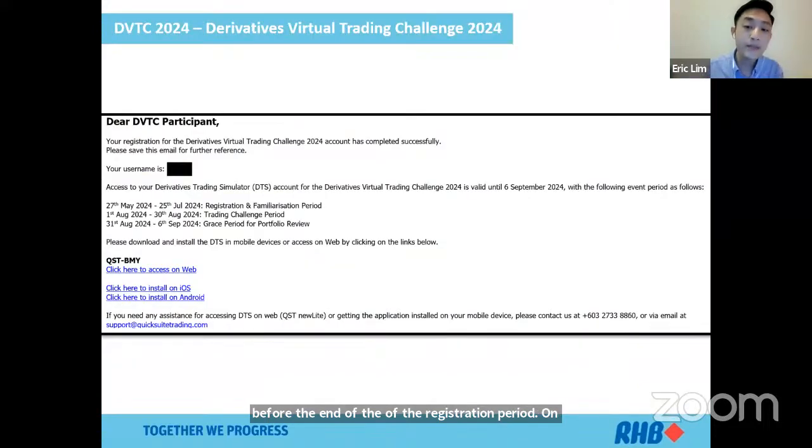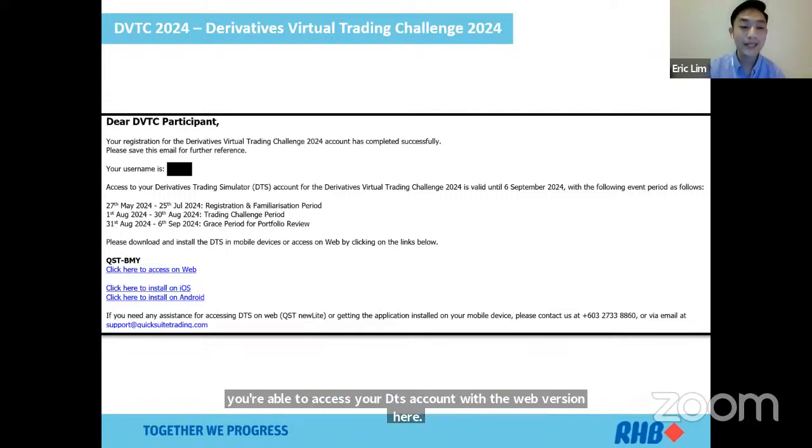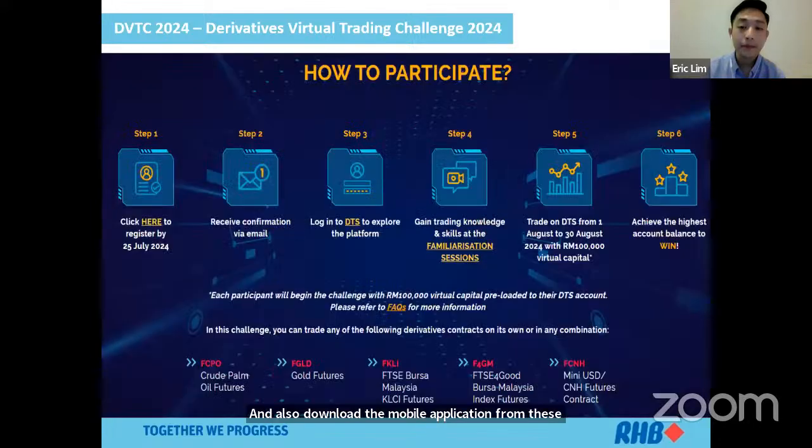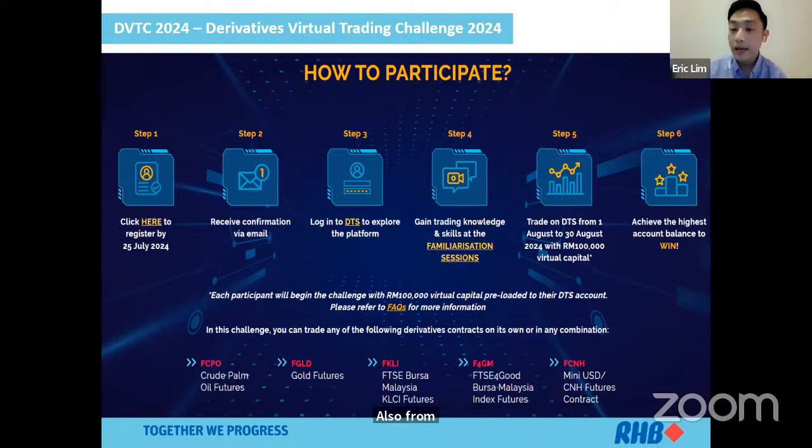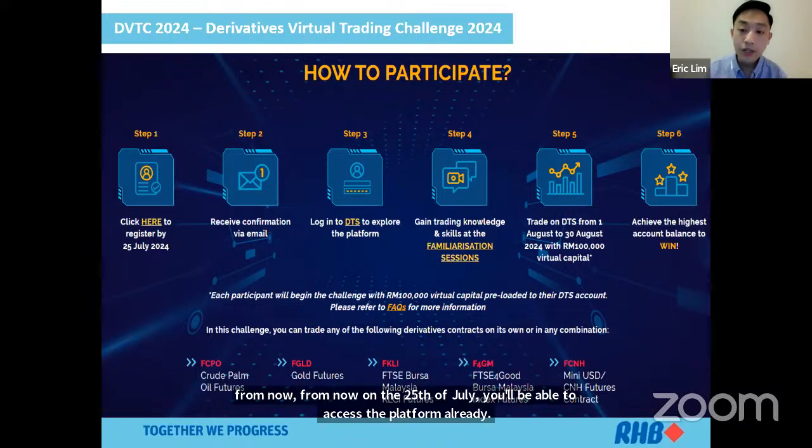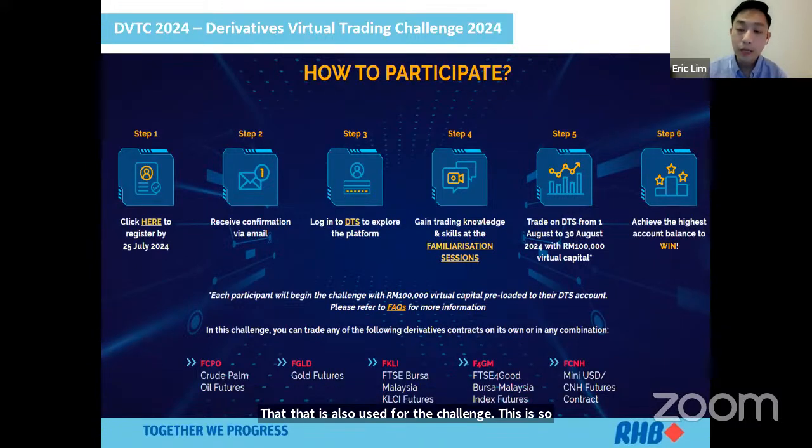Once you have registered, please make sure that you receive a confirmation email that looks like this, and you are able to access your DTS account with the web version here, and also download the mobile application from these links. Also, from now all the way until the 25th of July, you'll be able to access the platform already. That is also used for the challenge. This is so that you can familiarize with it, or in fact try out some of your trading strategies.